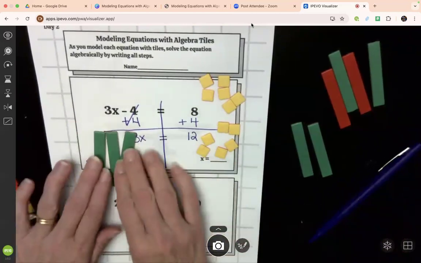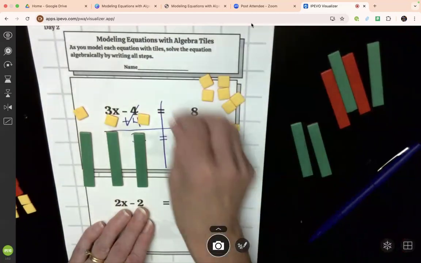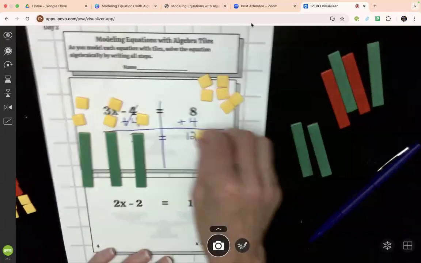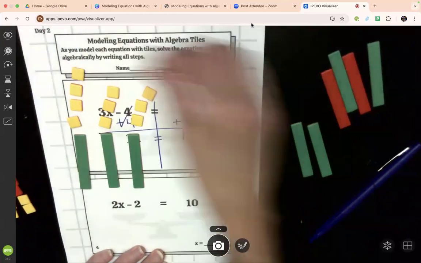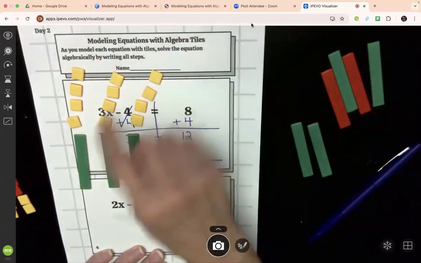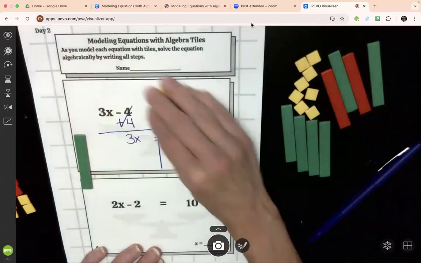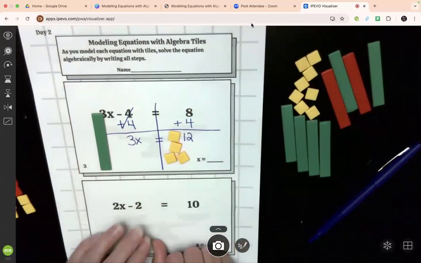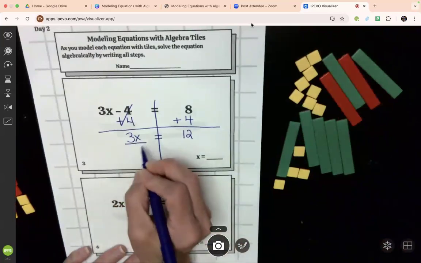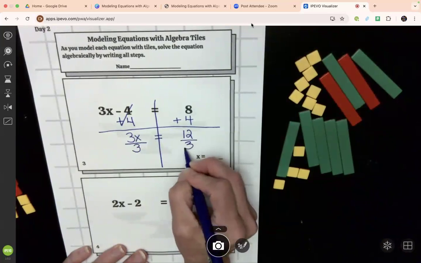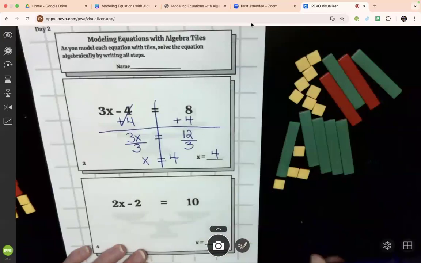All right, so then the next step is just to share these out. Make sure each x has an equal number of tiles. So that means the value of 1x is going to equal 4. I was able to give every x 4. So x is going to equal 4. And if I show this step using division, I'm going to divide both sides by 3. 3 divided by 3 gives me 1x. 12 divided by 3 gives me 4. And I have x equals 4.